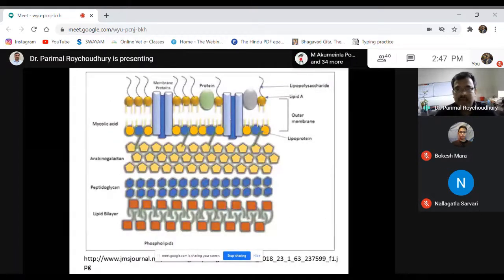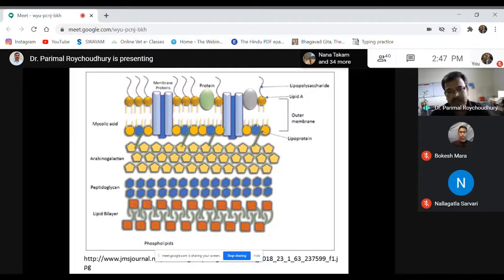Now let us see in what way the mycobacteria are different. It's quite interesting. These mycobacteria, although they are cytochemically gram-positive bacteria, contain a heavy amount of lipids in their cell wall.